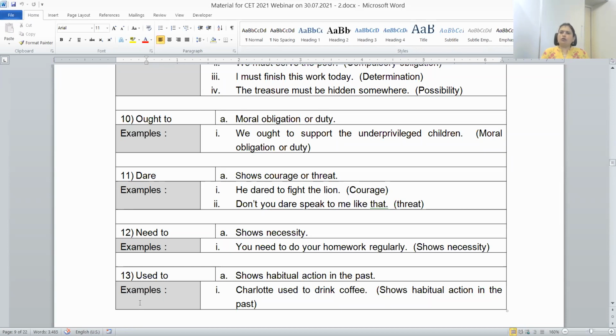Need to. Children, need to also has one function. That is, it shows you necessity. You need to do your homework regularly. Yes.